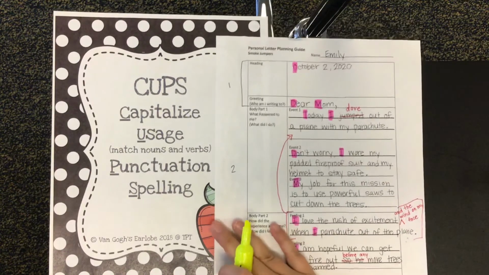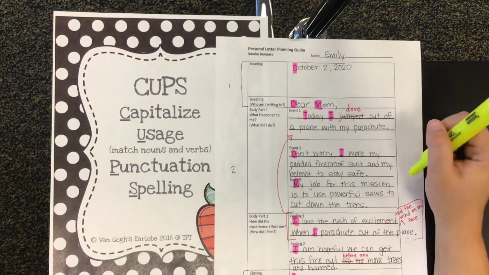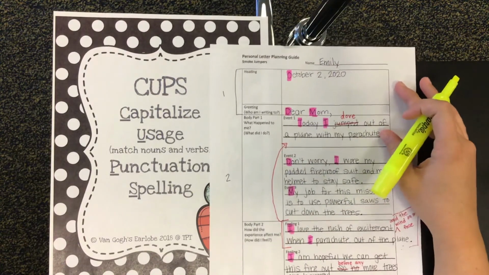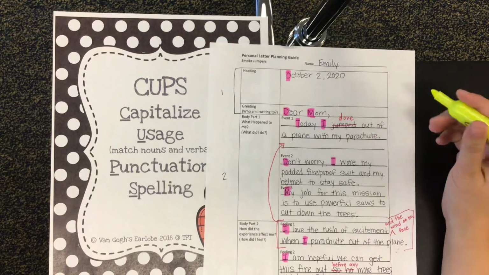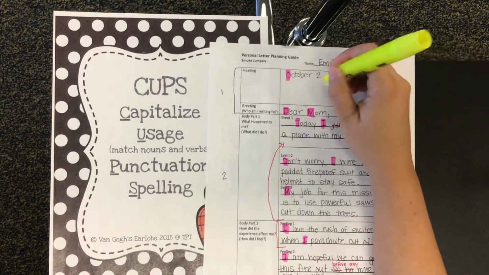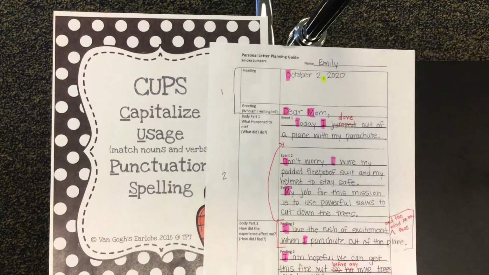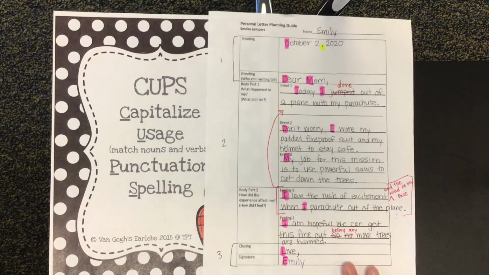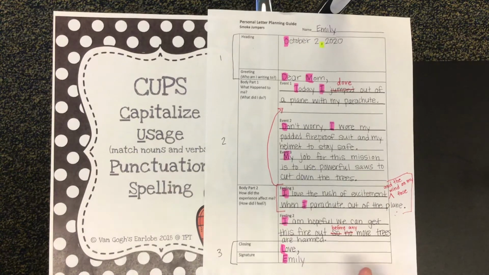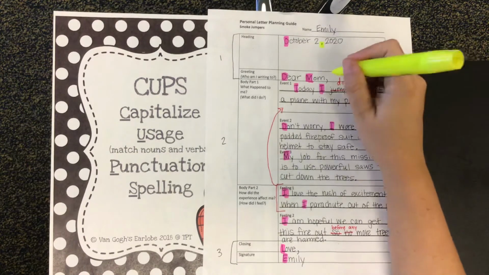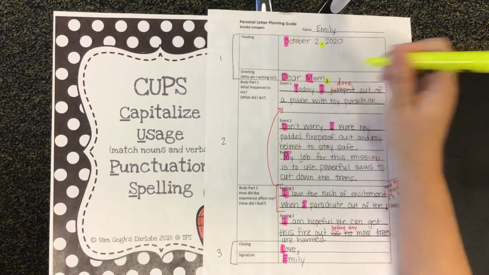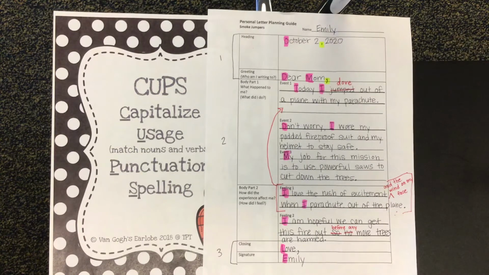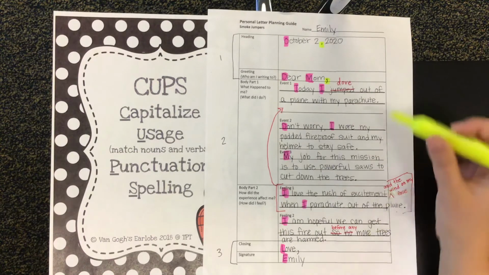We need punctuation at the end of every sentence, but we also have extra punctuation because this is a personal letter. One of those is a comma after the day and our date. So after 2, you need a comma. We also need a comma after the name of the person that you're writing to. So dear Mom, comma, or whoever you're writing to. Dear sister, comma, dear friend, comma, okay?